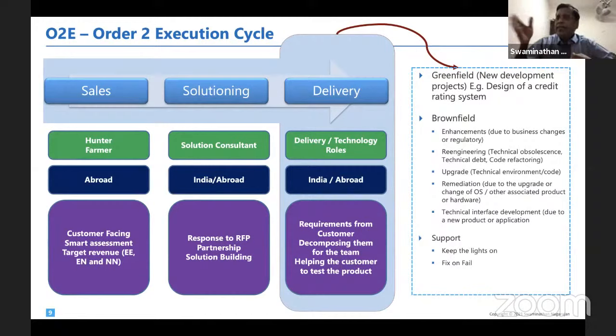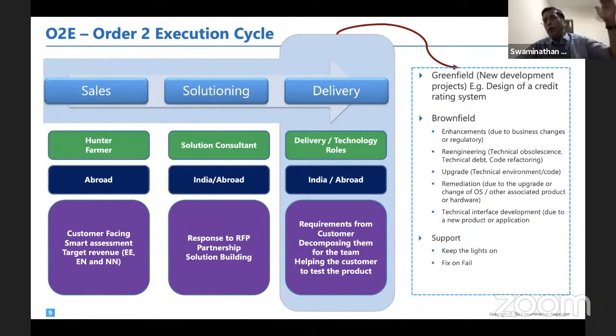Or he says, I have some business asking for more change. Can you please go and enhance the code or change the code? Or can you upgrade to a new version? For example, the new version might be giving certain features. Can you take advantage of that in the code? Or simply a remediation. What is remediation?